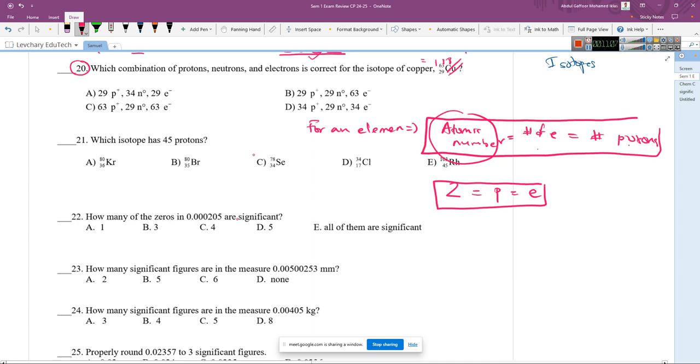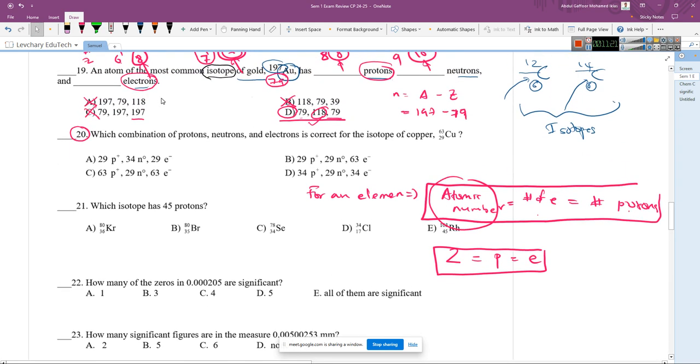Isotopes of copper. Okay, so again, this is similar to the previous question that we discussed just now. In the previous question we were talking about gold, but here we are going to talk about copper, right? Copper means Cu, so Cu is a 3D transition element.